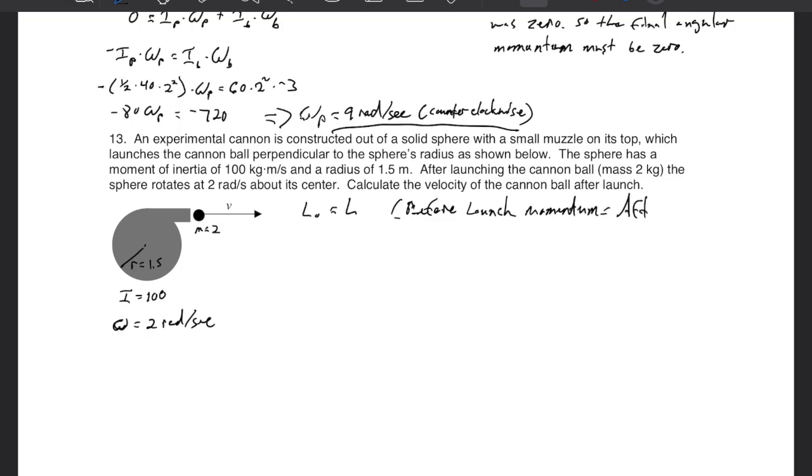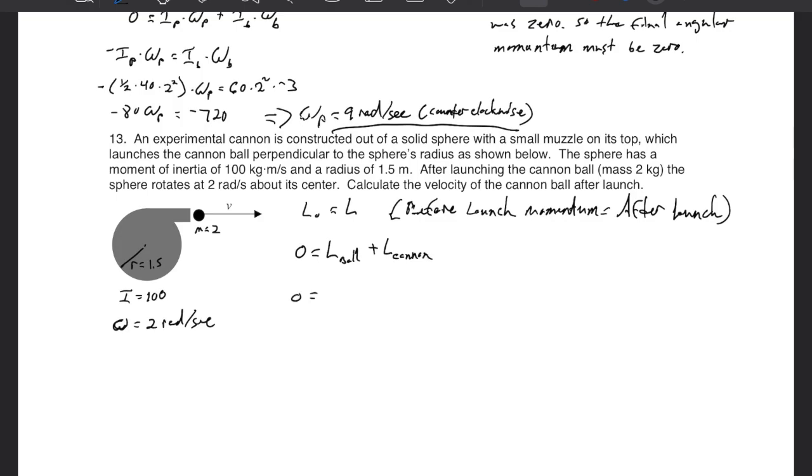So whatever angular momentum we get from the cannonball going to the right must be equal, but in the opposite direction of the angular momentum of the cannon rolling as it recoils backwards. Right? It's going to start to spin a little bit counterclockwise. So we're going to set this up as saying the initial is 0, and then the final is going to be calculated as the angular momentum of the ball plus the angular momentum of the cannon.